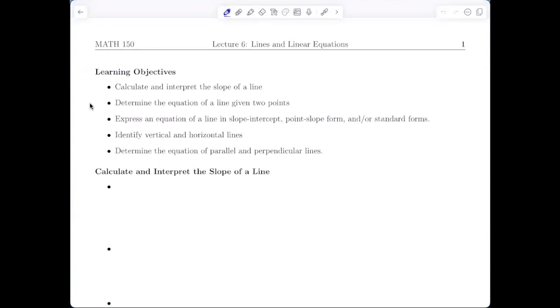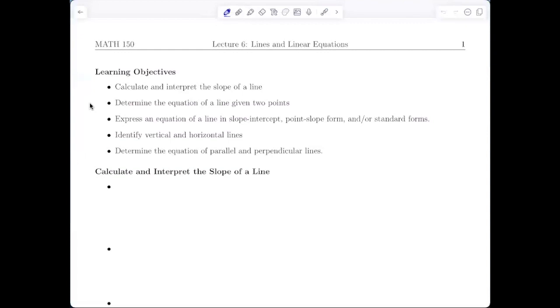So the learning objective of this lecture is to calculate and interpret the slope of a line, determine the equation of a line given 2 points, and express an equation of a line in slope intercept, point slope, and/or standard form. There are three main forms of the equation of a line that you can use. The first one is the slope intercept form, the second one is point slope form, and the last one is the standard form. We will go over all of these forms later on in the lecture.